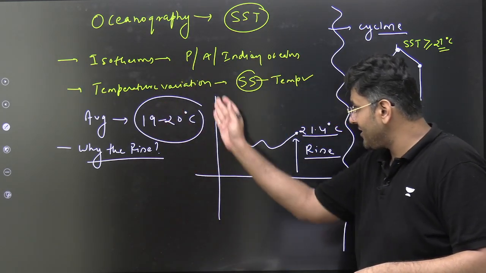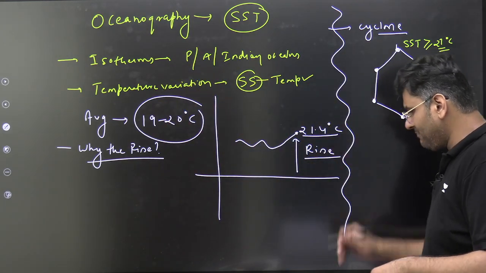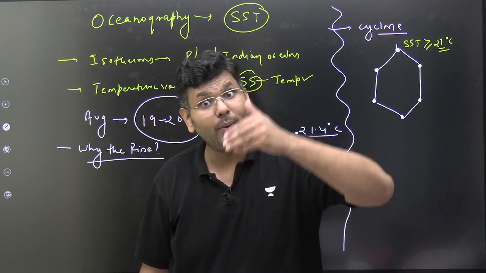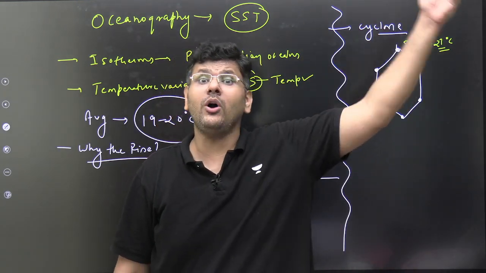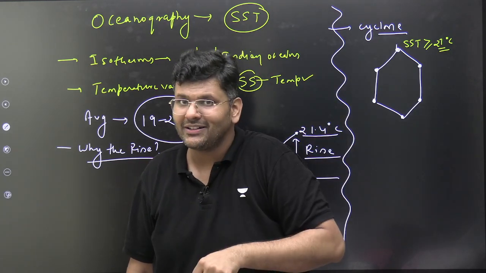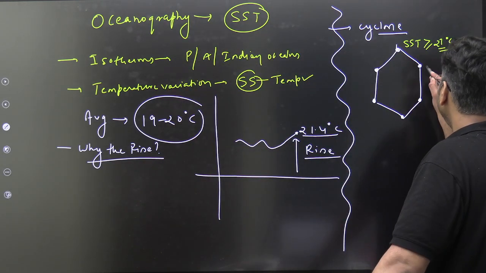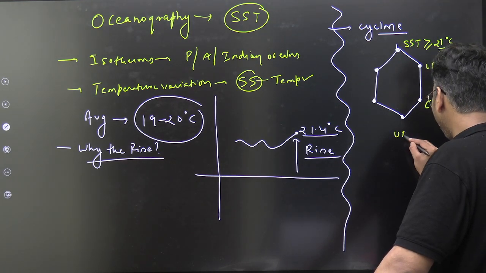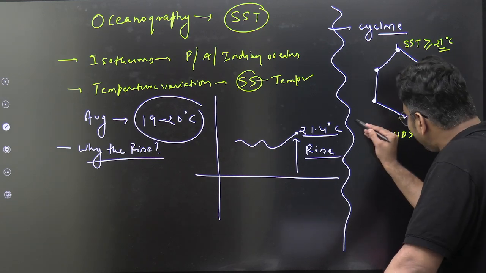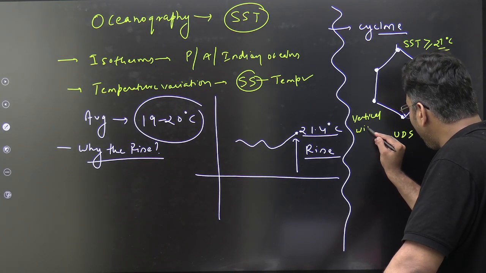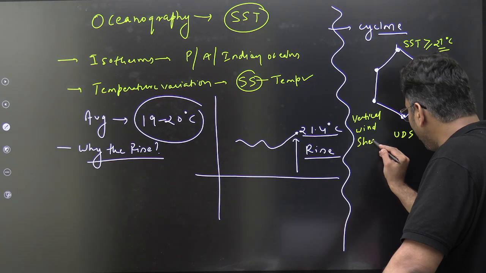If my average temperature is 20, risen to 21.4 degrees Celsius, that is the average. If I'm having 27 degrees Celsius, that's very warm water. That means cyclones have affinity towards warm water. We need a low pressure center. We need a minimum Coriolis force. We need an upper divergence system. We need the vertical wind shear to be minimum.